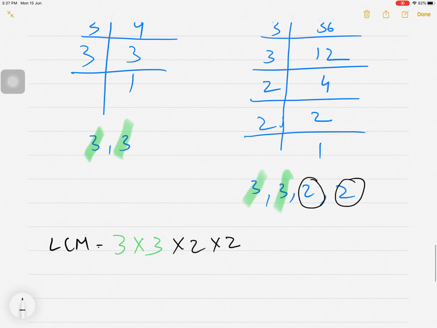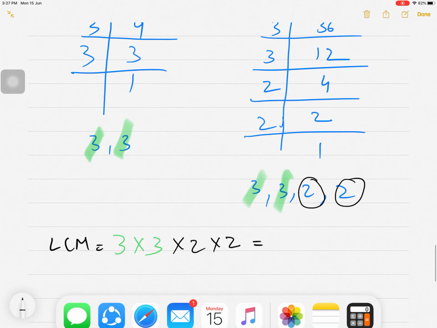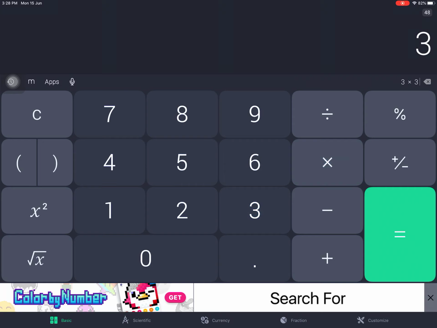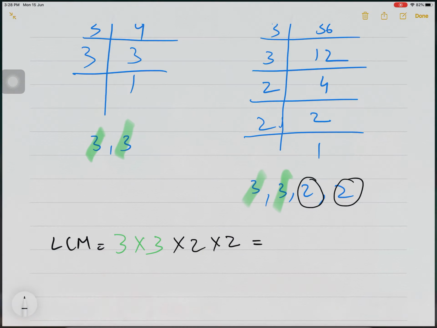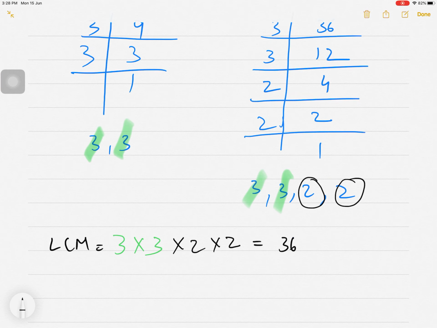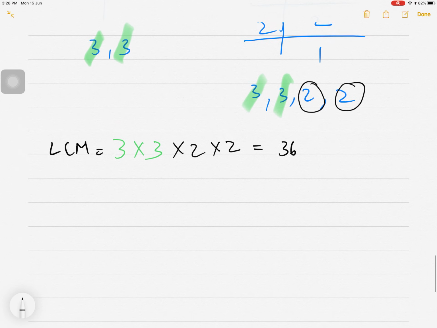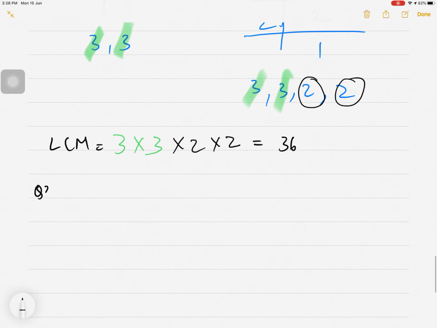This would be the LCM. 3 into 3 into 2 into 2, which comes to 36. So 36 is the LCM for 9 and 36. Okay. Let's solve one more sum.